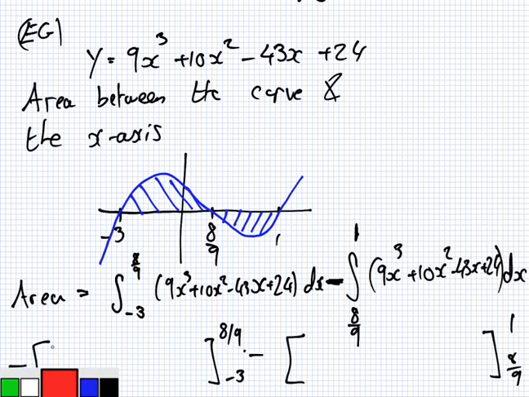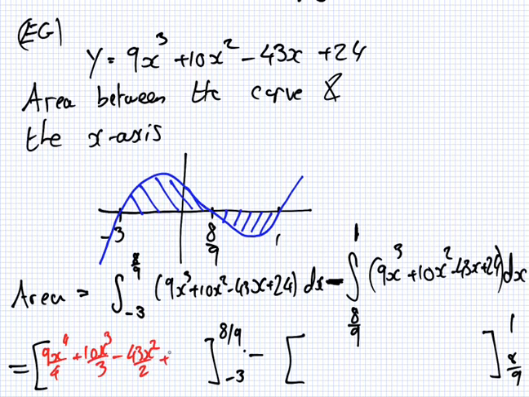This would be, I'll put a different colour to make it easier to read, 9x power 4 over 4 plus 10x cubed over 3 minus 43x squared over 2 plus 24x. And then here is 9 over 4, it's the same thing.